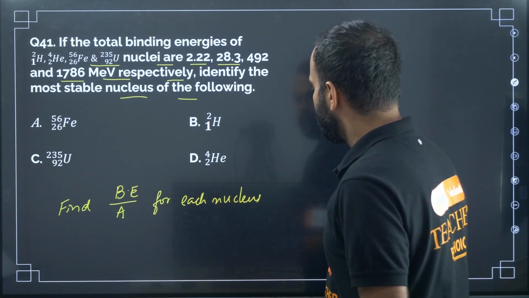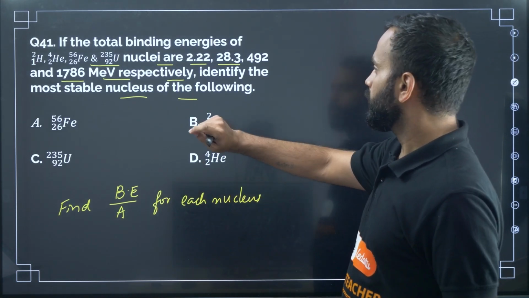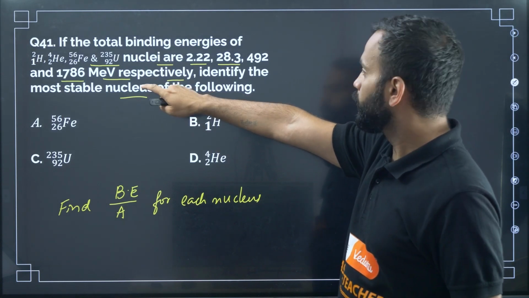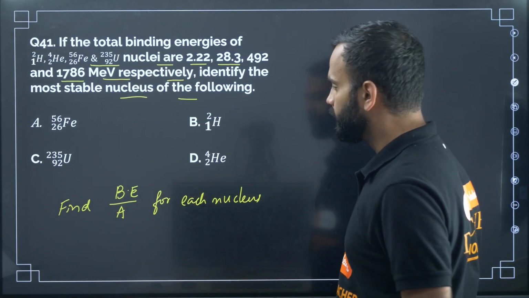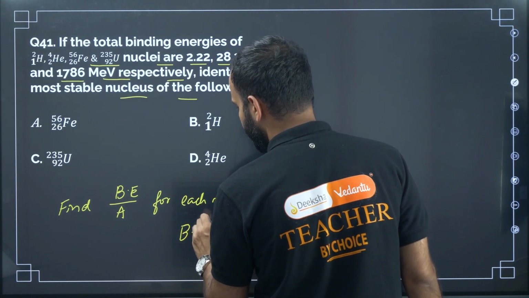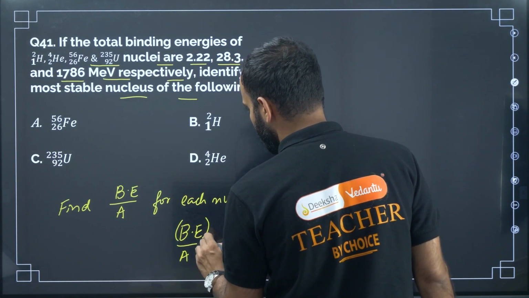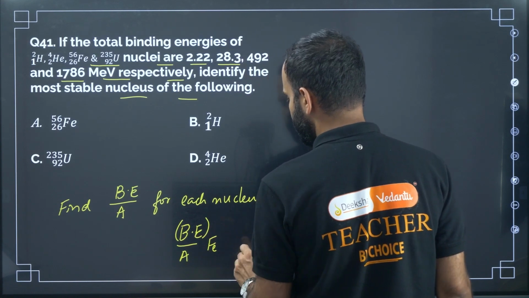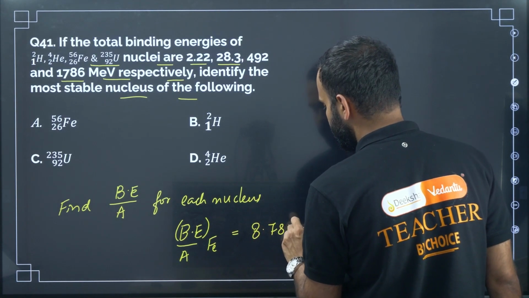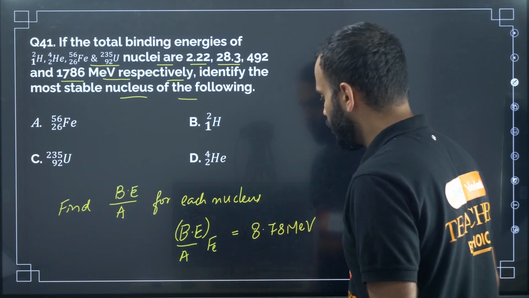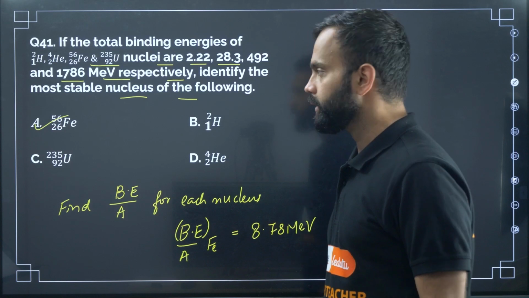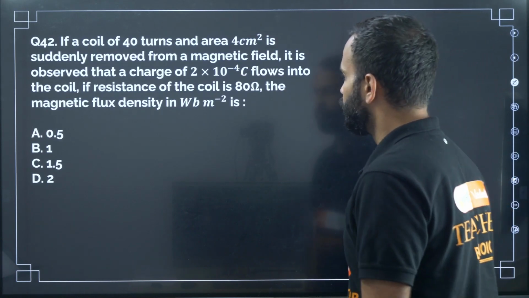Find the binding energy per nucleon of each nucleus. Then you will get the maximum value for iron. The binding energy per nucleon for iron is 8.78 MeV. This is the highest. So the correct option is A. This is the most stable nucleus. Next question, question number 42.